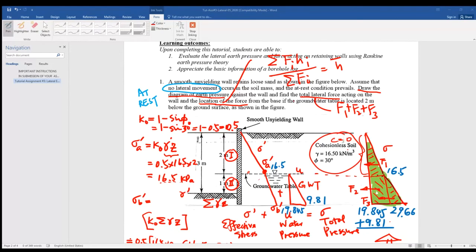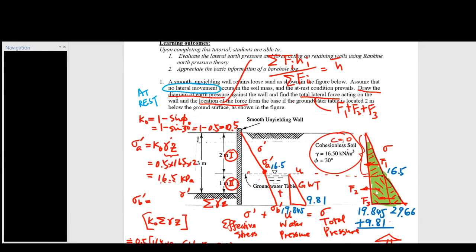So okay for Q1. Any question for Q1? Response, please. No question. Okay, good.